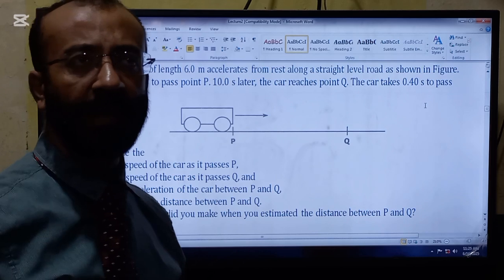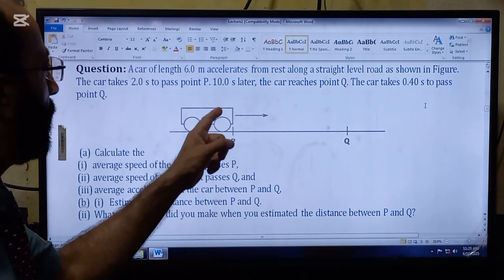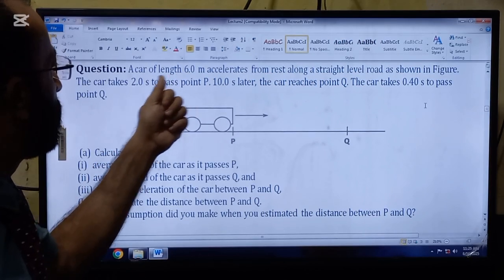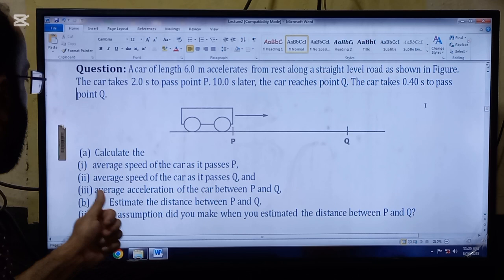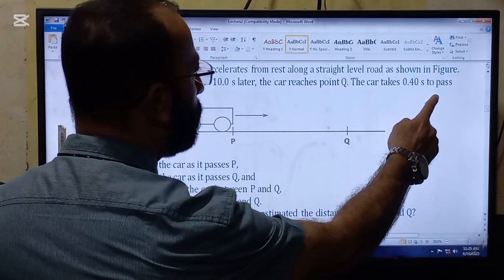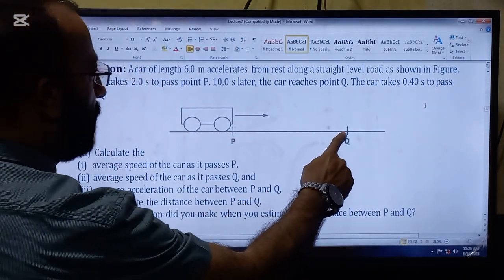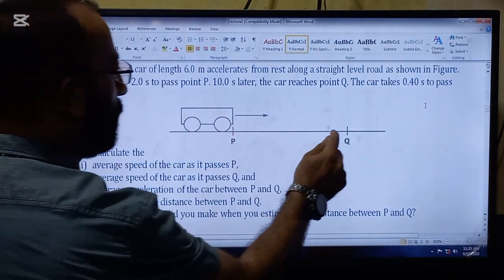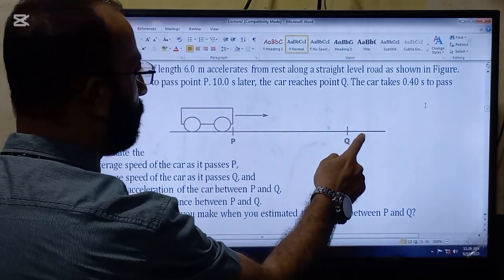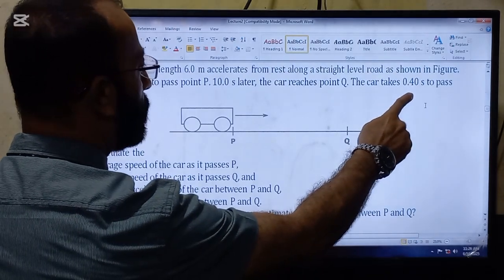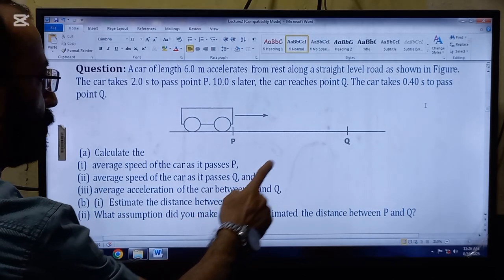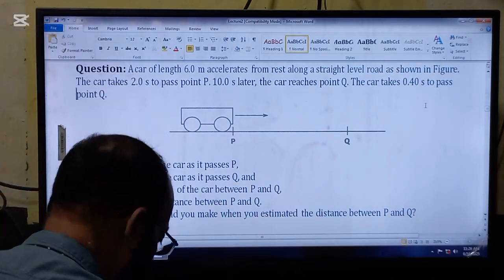Average speed is total distance over total time. The total distance required for passing P is 6 and total time is 2. So 6 over 2 will be 3 meters per second. Next, the average speed of the car as it passes Q. The car takes 0.40 second to pass Q, so the same distance, the length of the vehicle, is required to pass Q. So 6 meters is the distance and time is 0.40. So 6 over 0.40 will be the average speed at Q. The formula used is total distance over total time. So look now at the first and second part.